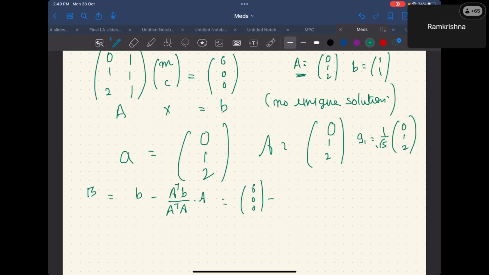Okay, let me see if I can use 1, 2 by 5 minus 1 by 5. How much will this be? Just give me the capital B. Capital B is 1, 2 by 5, minus 1 by 5, 2 by 5 minus 1 by 5, minus 1 by 5. Okay, then we can compute Q1 and Q2.